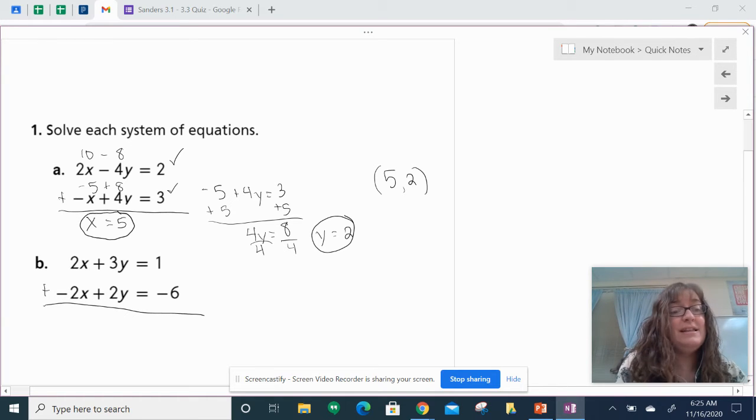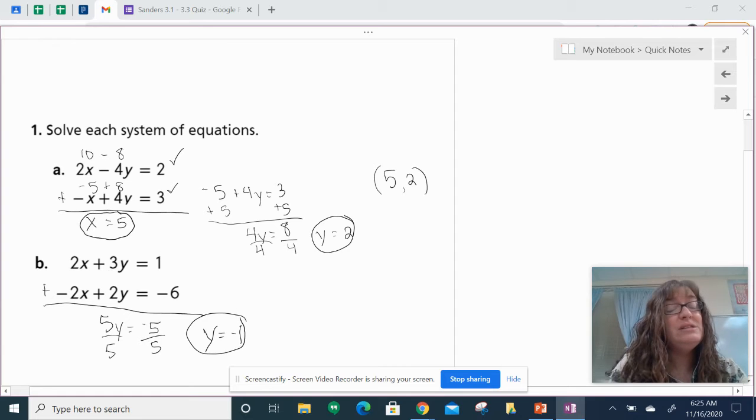So I already see that I have opposites on my x's, so I'm adding to eliminate, and I get 5y is equal to negative 5. Dividing each side by 5, I get y is equal to negative 1. Now, guys, this time we solved for y, not x. So when we go to find the other variable, we plug that number in for y.